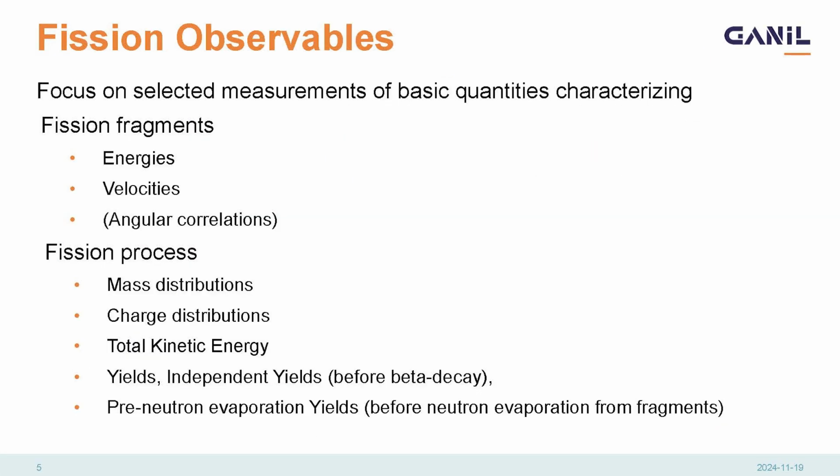So the idea will be to go through the fission observables with a focus on selected measurements and basic quantities on the fission fragments, like energy and velocities. I will not cover angular correlations.